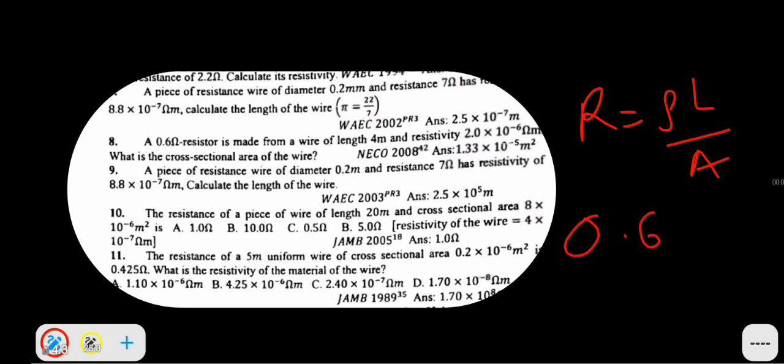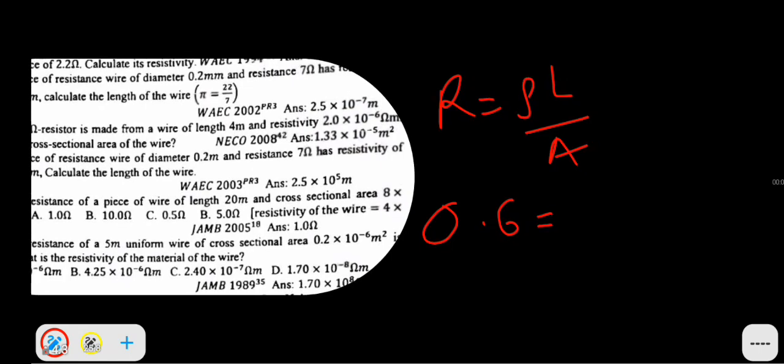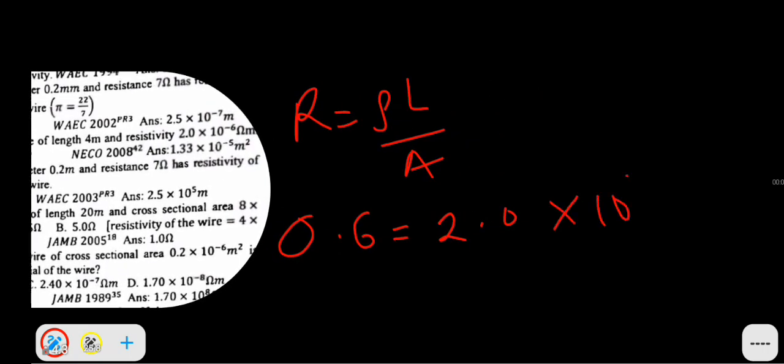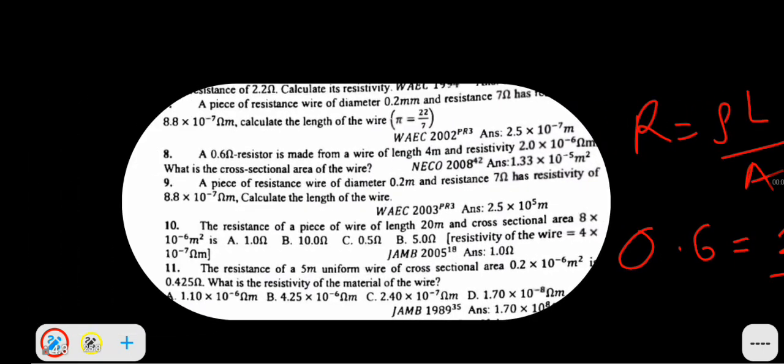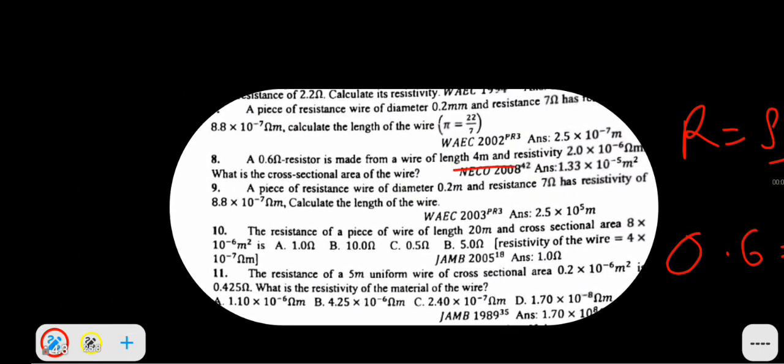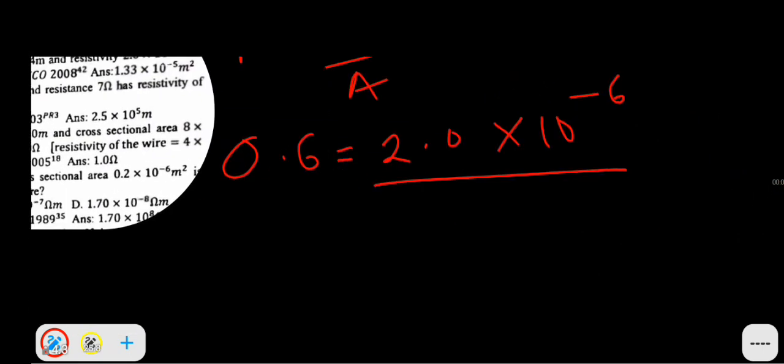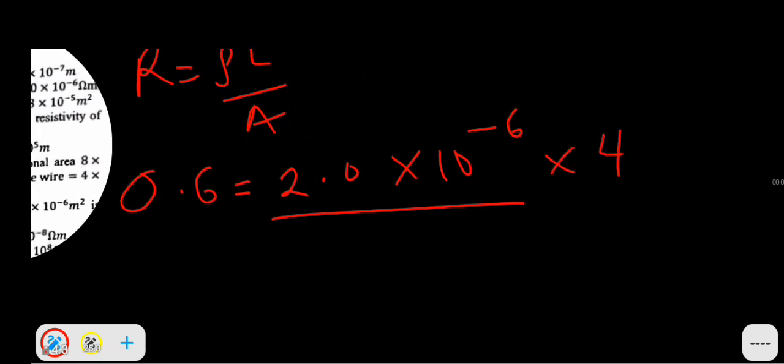0.6 is equal to. Then the resistivity is also in the question. You can see it here: 2.0 times 10 to the power minus 6. So you just write 2.0 times 10 to the power minus 6 divided by, then the length. Let's look for the length. The length is 4 meters. So let's put 4 here, times 4. And you're looking for A. So you can see it's straightforward.